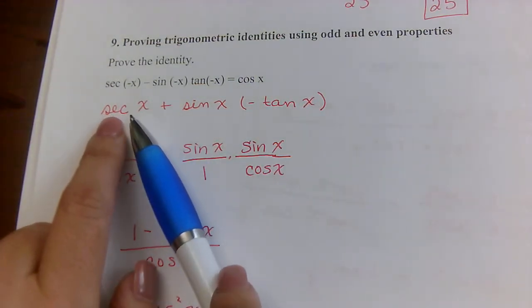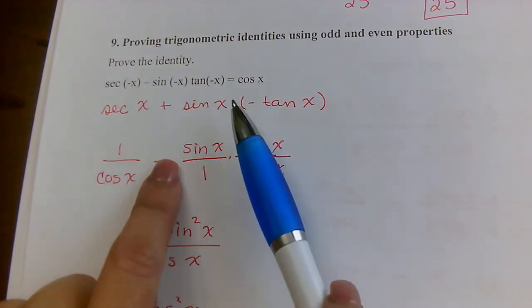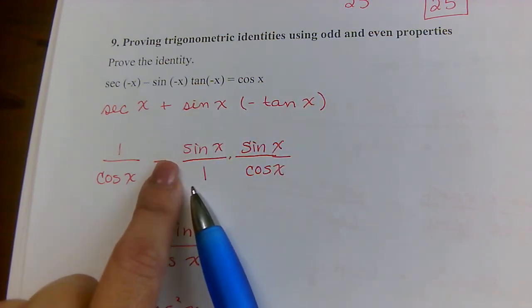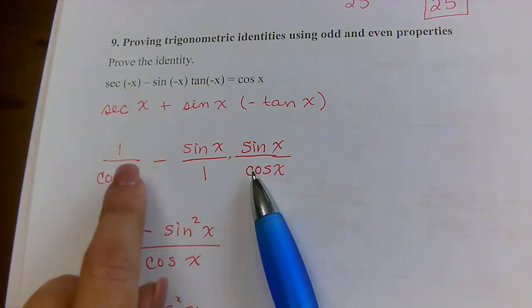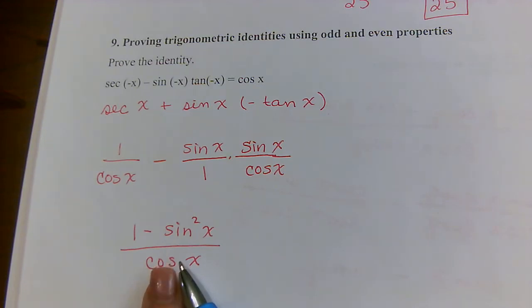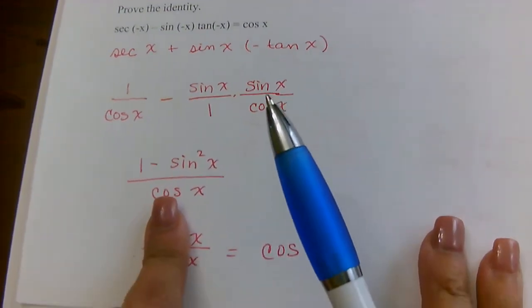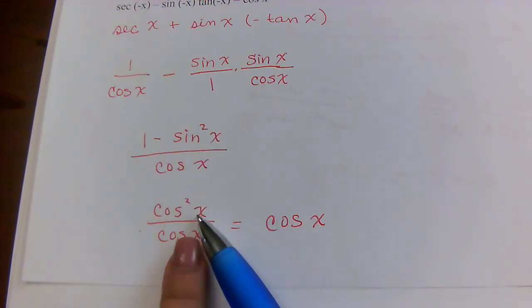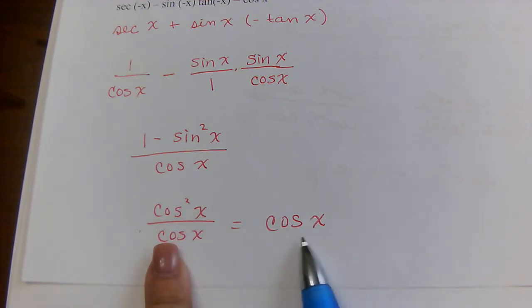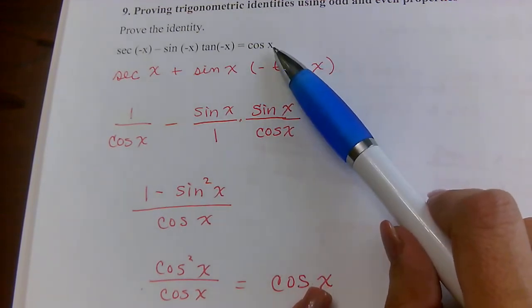Here I'm going to go ahead and say this is the same thing as 1 over cosine. Positive times negative is negative, and then I simplify the tangent. Sine over 1 and sine over cosine. Notice now I have the same common denominator, so I can just write everything over cosine. The numerator is going to be 1 minus 2 sine x is sine squared x. 1 minus sine squared is going to be the same thing as cosine squared divided by cosine, leaving me with just your cosine. So now I can see that these two match, and I've just proven this identity.